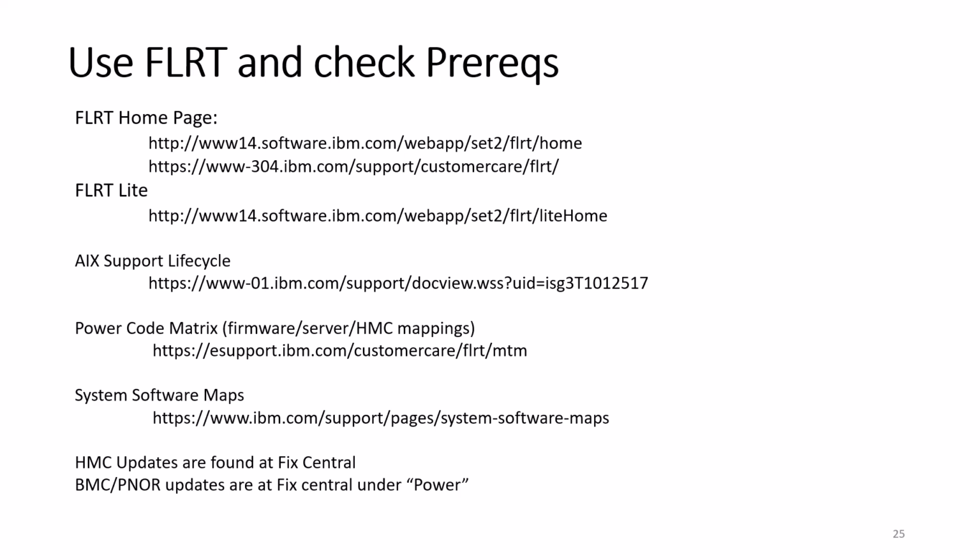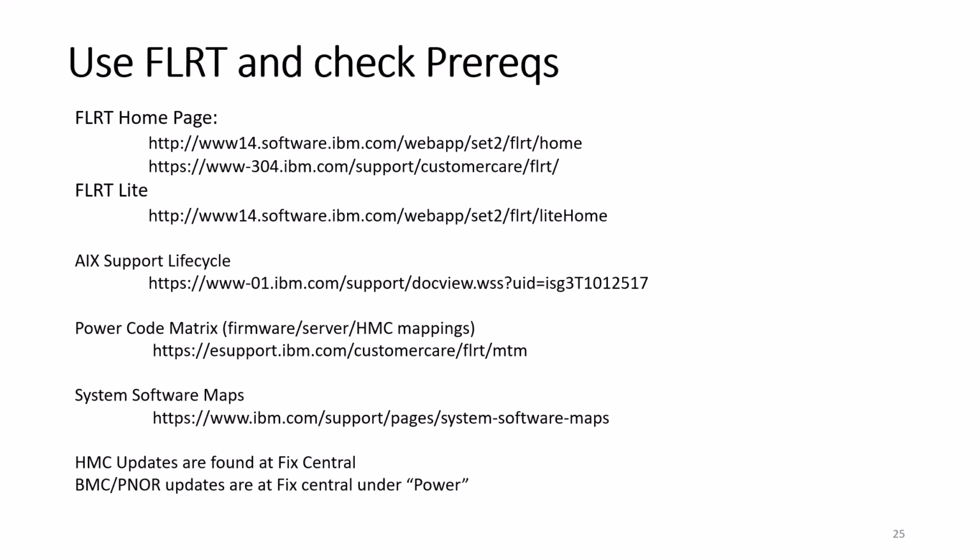From FLIRT Lite you can also tell when the end of service pack support is for any level, so you can figure out if you're going to be supported or not. You'll also find things like the AIX support lifecycle, the power code matrix. There's a bunch of system software maps.